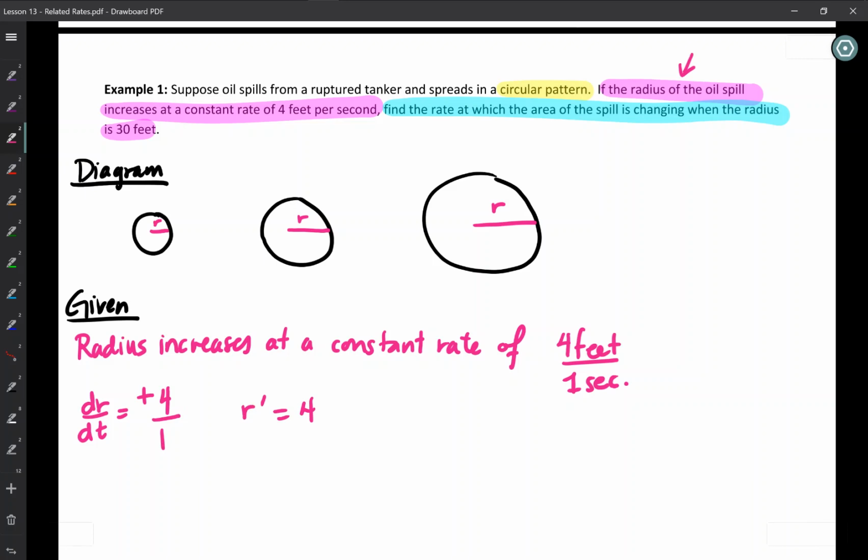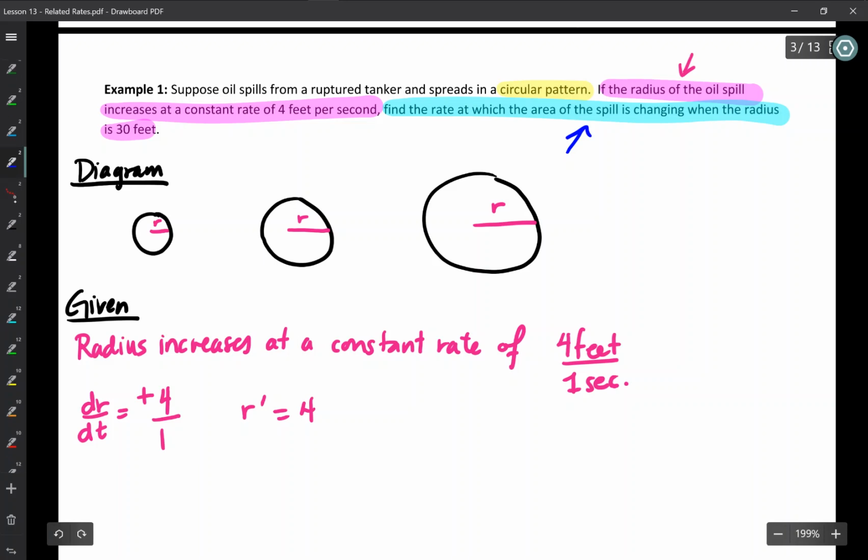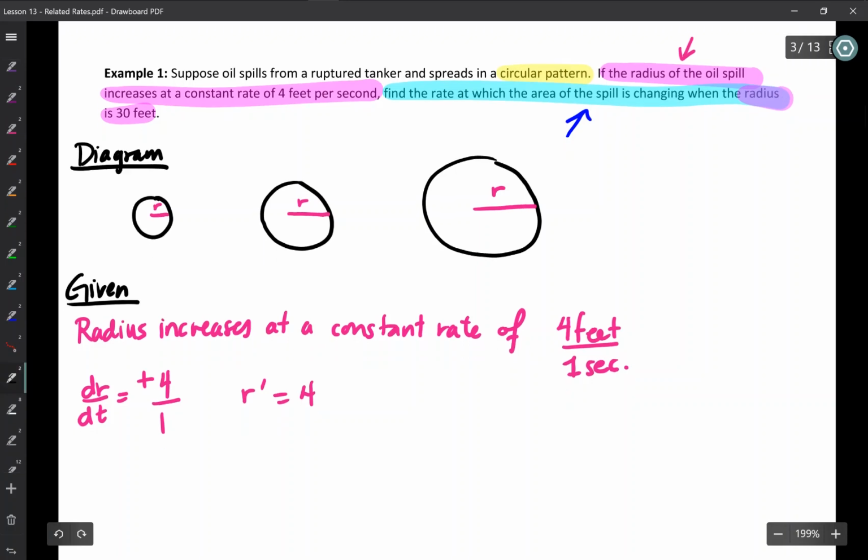What have they asked me to find? They've asked me to find the rate at which the area of the spill is changing at a particular moment in time when the radius is 30 feet. When the radius is 30 feet. So I'm not even thinking about how to solve the problem yet. I'm just laying out what they've given me, what they're asking me to find.